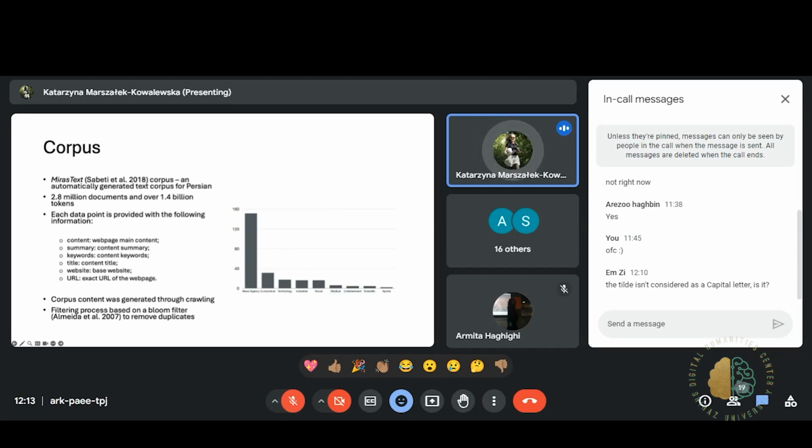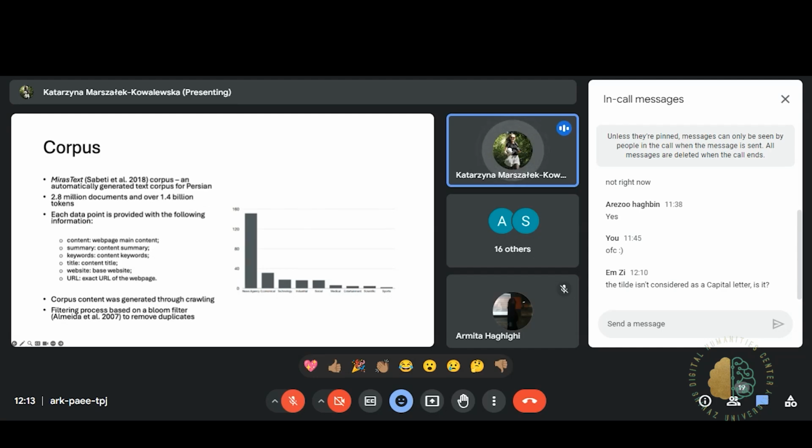The corpus I used for my study was Nira's text, okay? Back then, it was one of the largest available Persian corpora. It is an automatically generated text corpus for Persian. It consists of 2.8 million documents and over 1.4 billion tokens, okay? Each data point in the corpus is provided with the following information: the content, the summary, certain keywords, title, website, and the URI.